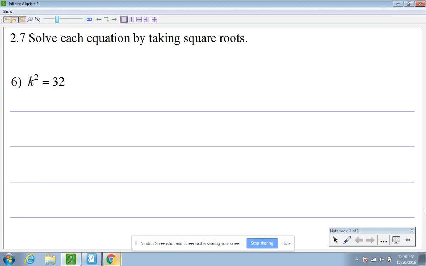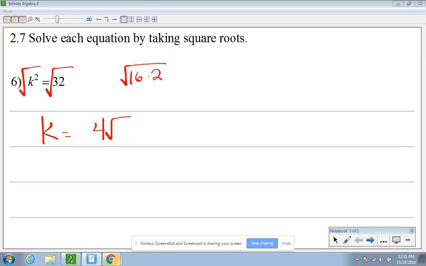So in this first example, the k squared is already isolated. So we're going to go ahead and take the square root of both sides to get k alone. And then since we can't take the square root of 32, we need to go ahead and break it down. The largest perfect square that goes into 32 is 16. So 16 times 2 in semi-radical. Take the square root of 16 to get 4. I can't take the square root of 2, so I'm going to leave that.